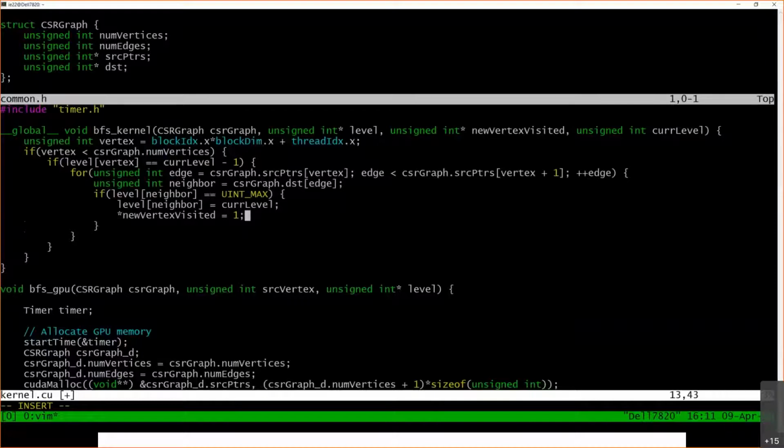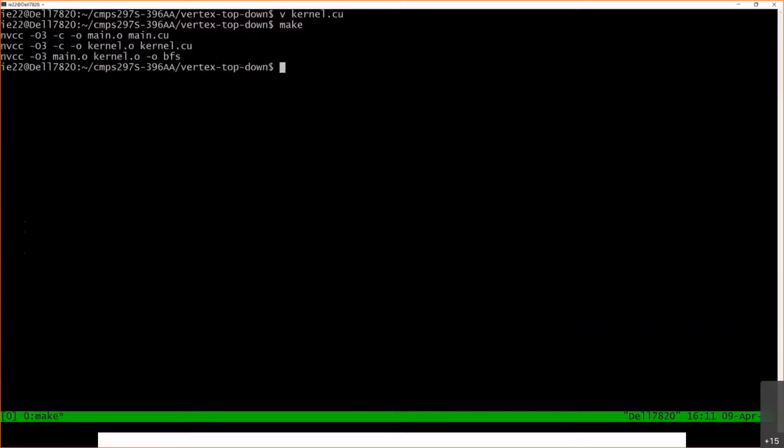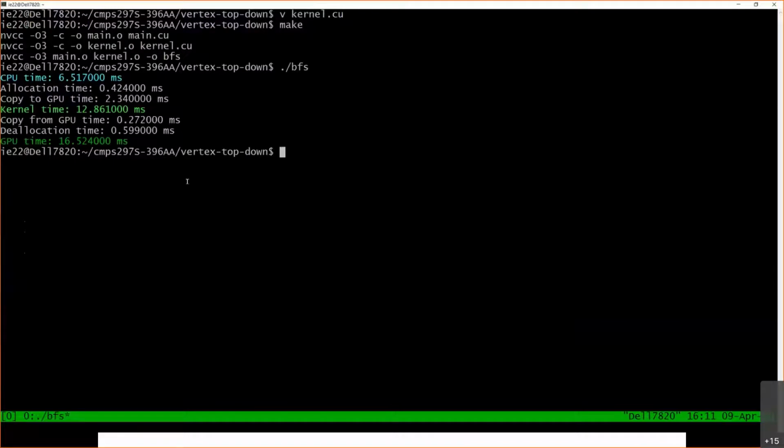Okay, so now let's compile this code and run it and see what kind of performance improvement we get. So I'm going to compile, and I'm going to run. As you can see, the kernel time is actually quite slow. Even slower than the CPU, by the way. And that's not including copy time. So the kernel time is actually quite slow for this. Okay, so let's see how we can improve on this. Let's see how the other approaches are going to compare.